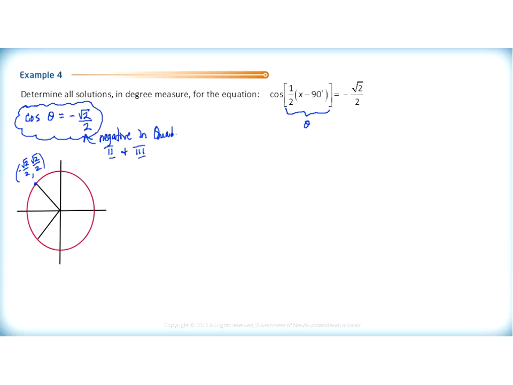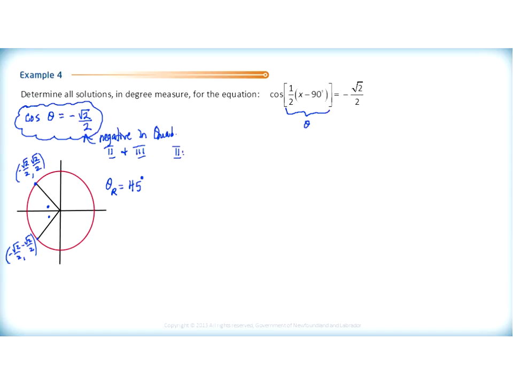sine will be a positive √2 over 2, and the related reference angle in degree measure is equal to 45 degrees. In quadrant 3, we have a negative root 2 over 2 and a negative root 2 over 2 and the same related reference angle.